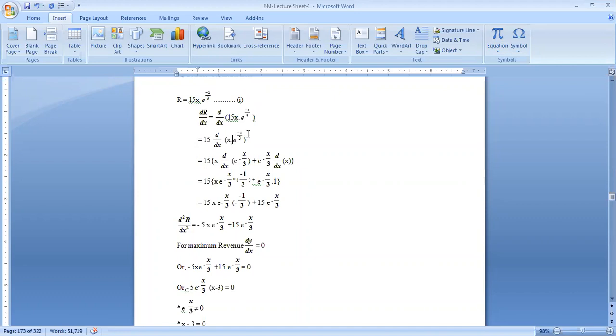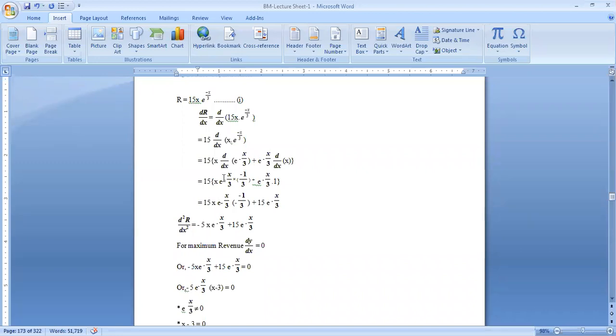Now differentiation of UV process. You must know this formula: d/dx of UV equals U into d/dx of V plus V into d/dx of U. This is the UV formula of differentiation.